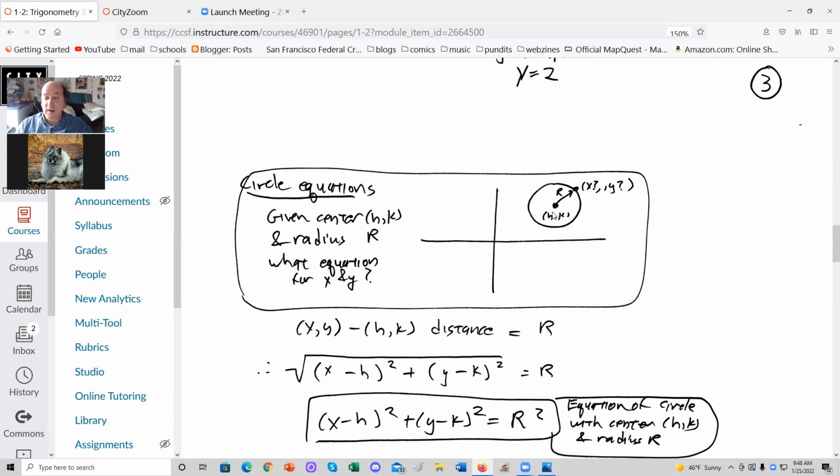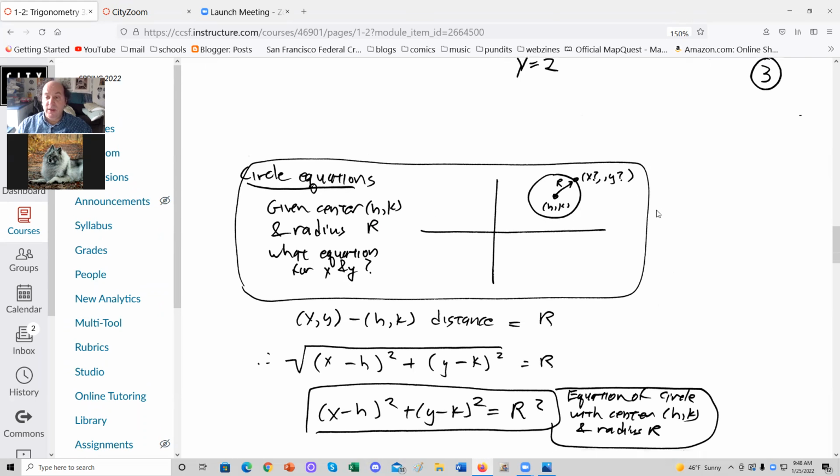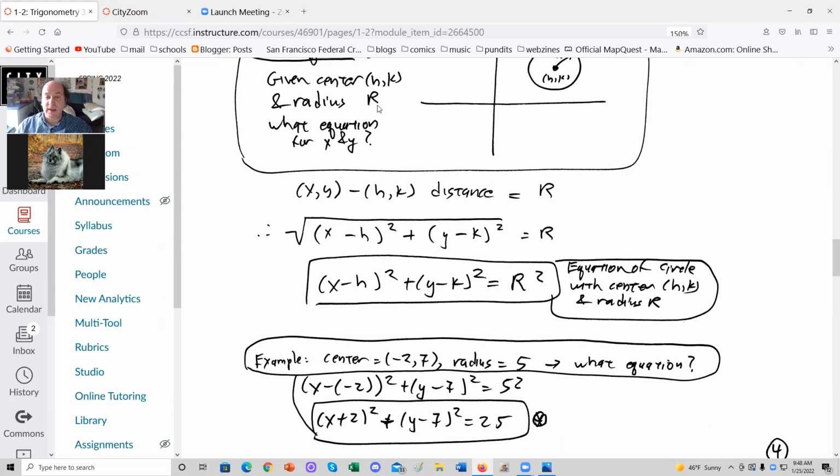We start with a center of a circle, h by k, and give it a radius r. We want to know what is the equation for any point x by y on the edge of the circle. All right, so we start off with the radius r, that's a distance. The distance from x by y to h by k is r. Now, by the Pythagorean relation, or by the distance formula, that distance is the square root of (x minus h) squared plus (y minus k) squared. And that equals r.